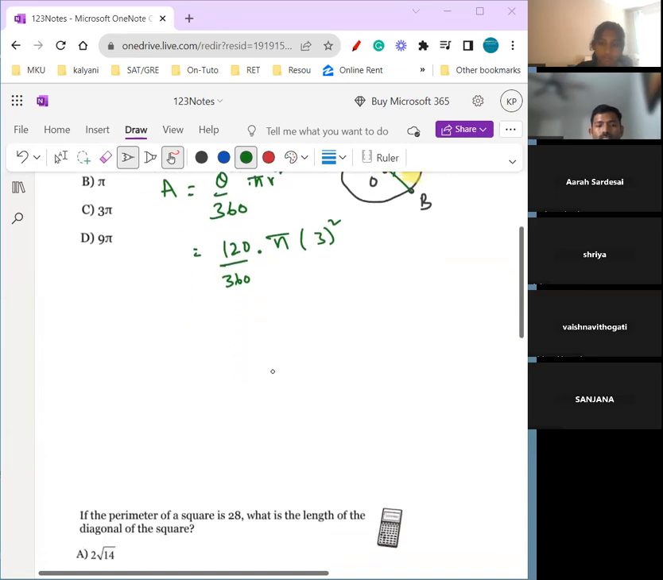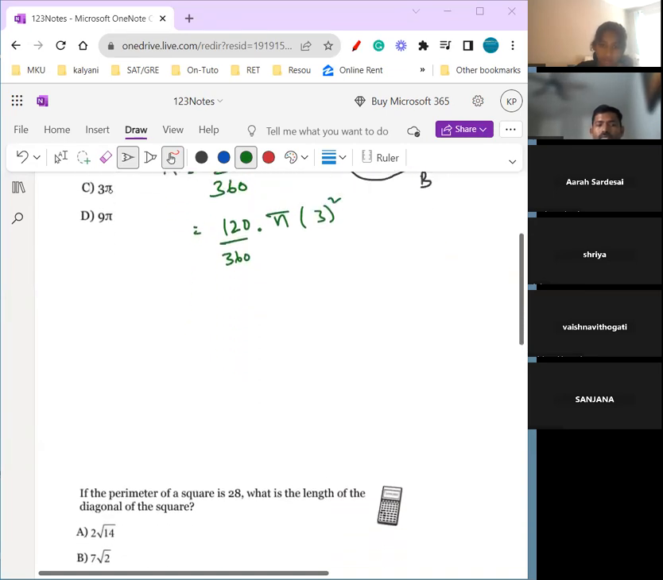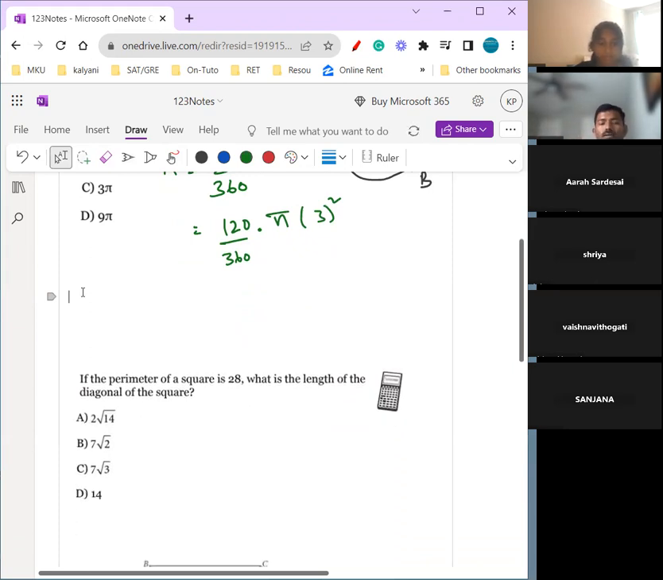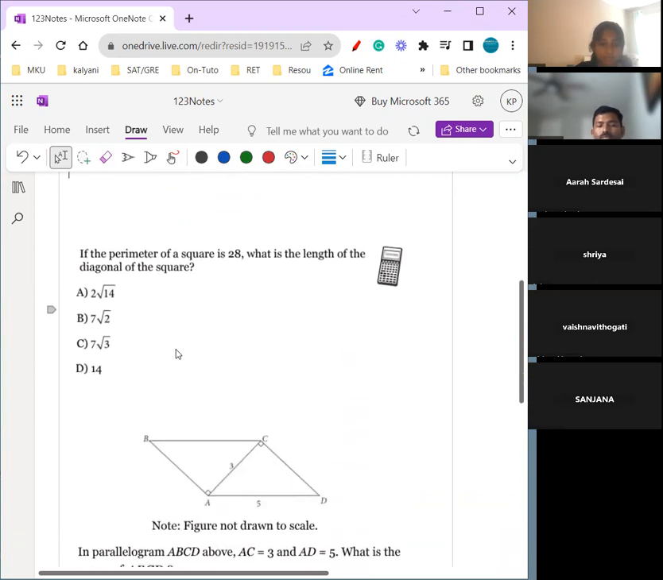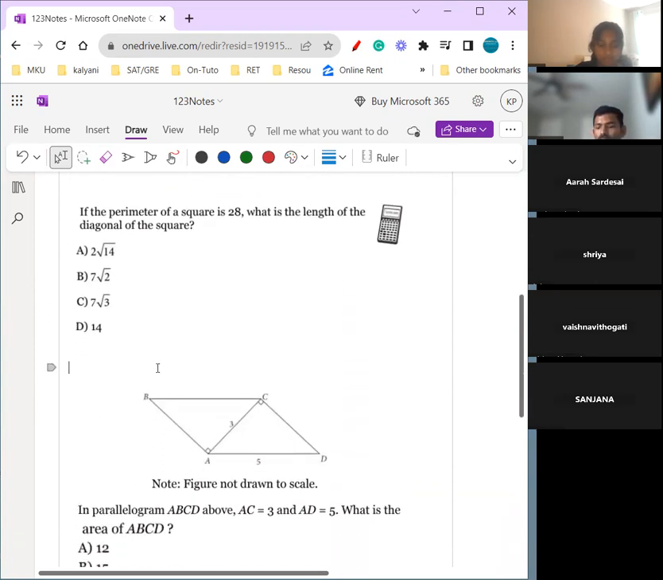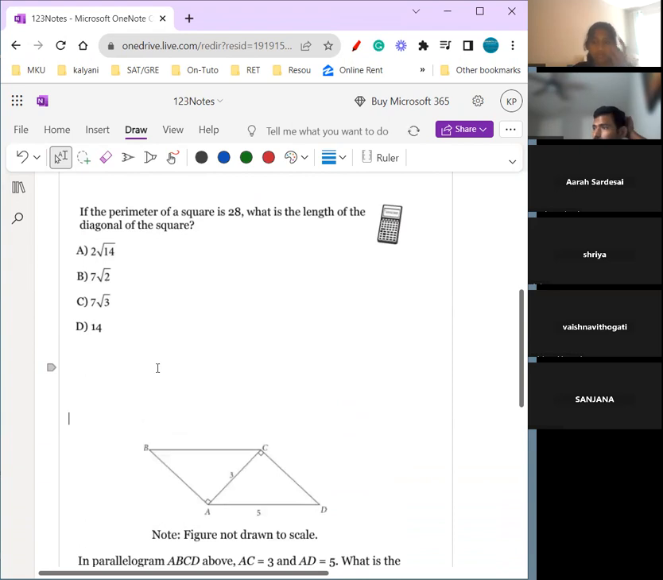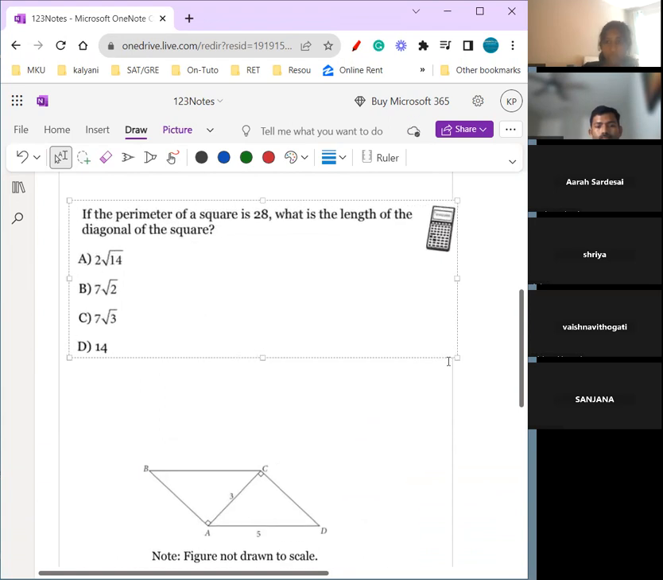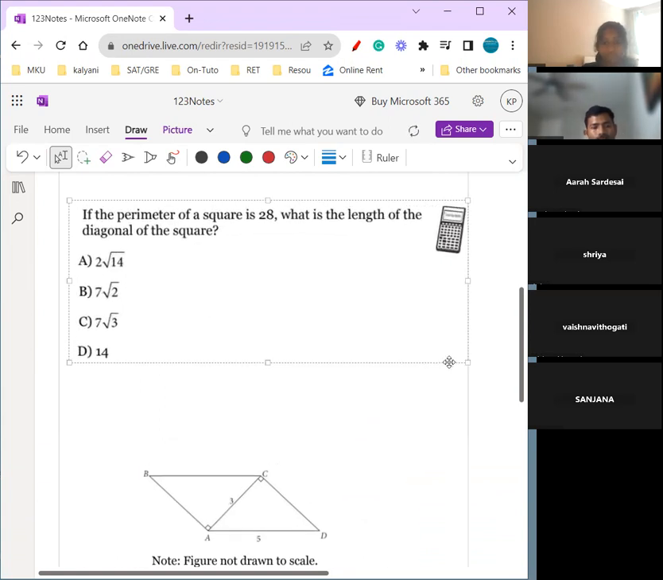And let's move on to the next one. What I'm doing right now is pulling up some questions that are really important from the previous test. We're going to go over one or two questions, and then we'll start our new topic as well. Let's see. Bhavani, can you please read this question for us? If the perimeter of a square is 28, what is the length of the diagonal of the square?